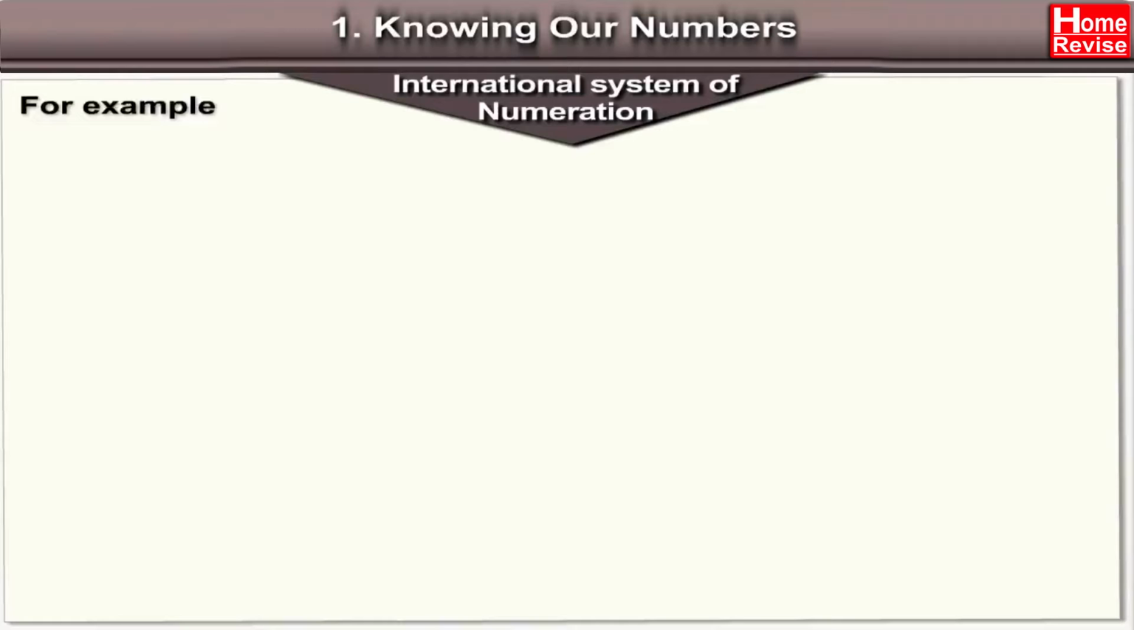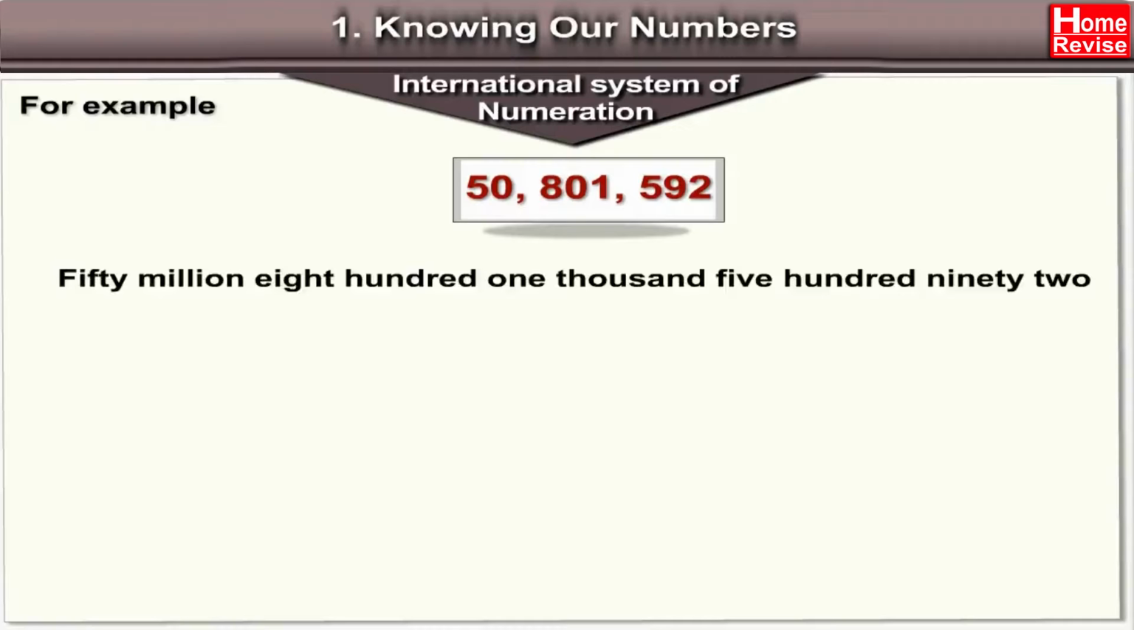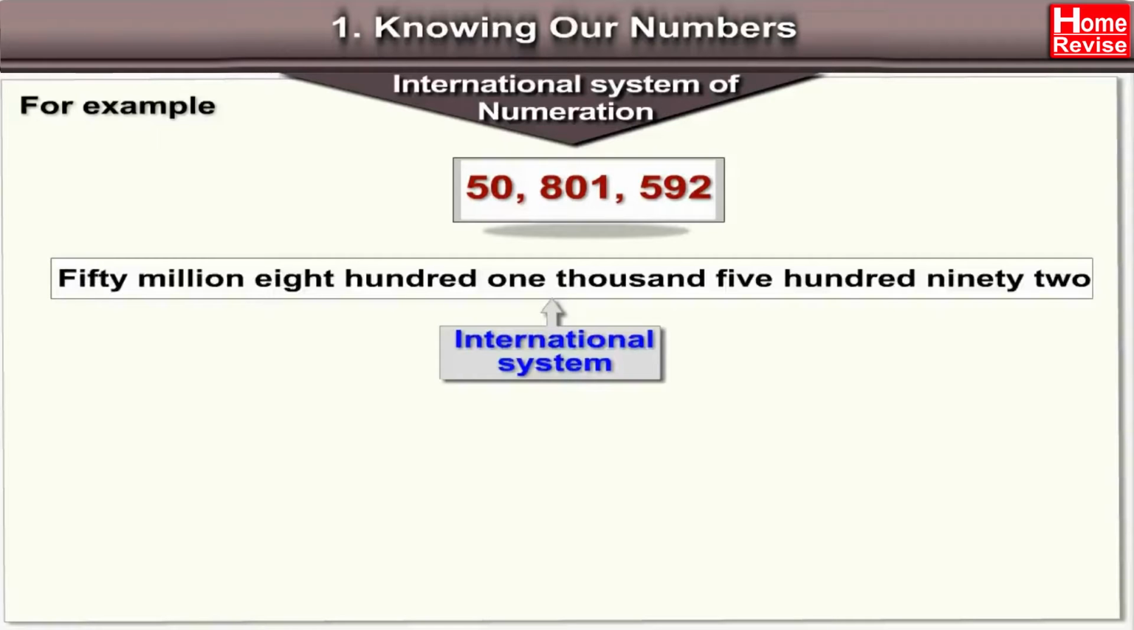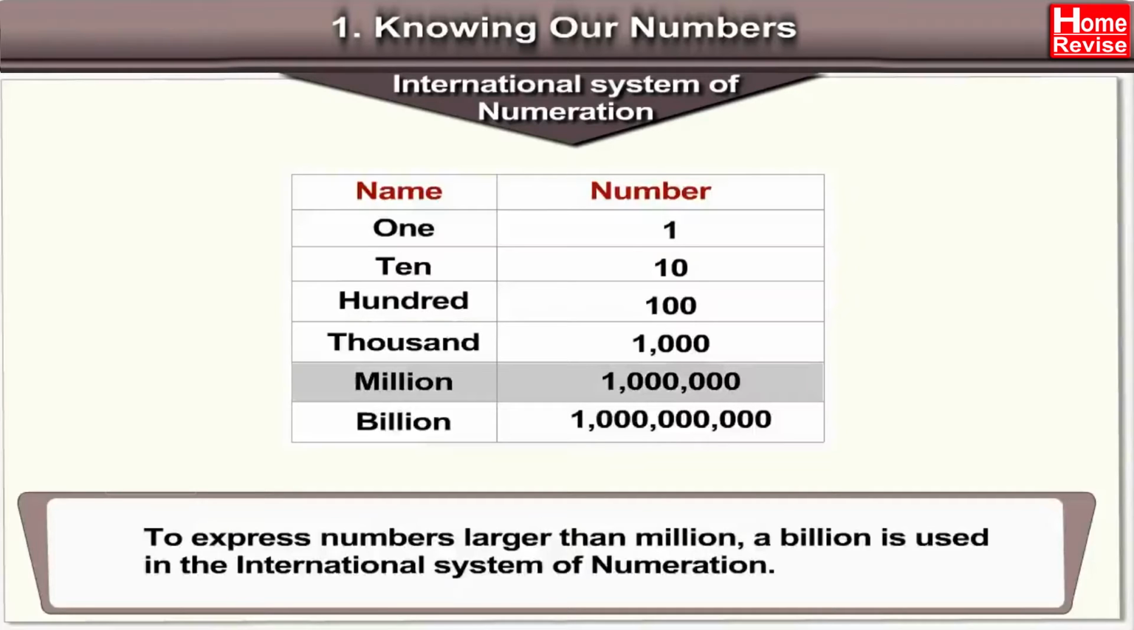Let me give you an example. 50,801,592 is read as 50,801,592 in the international system, and in the Indian system it is written as 5,08,01,592. To express numbers larger than million, a billion is used in the International System of Numeration.